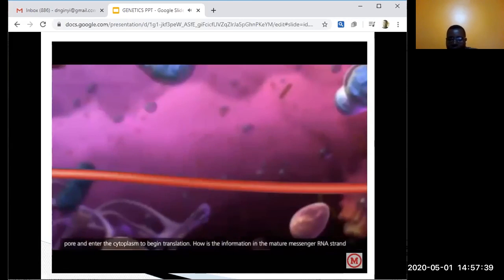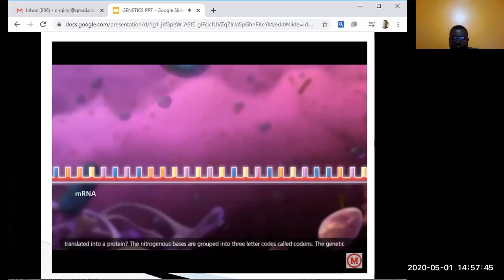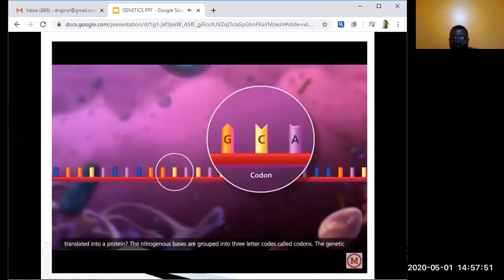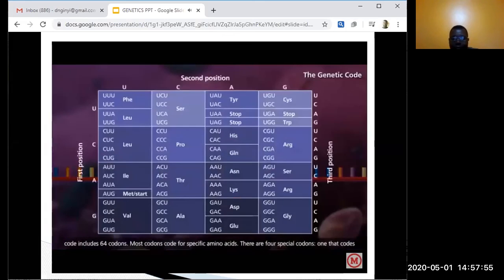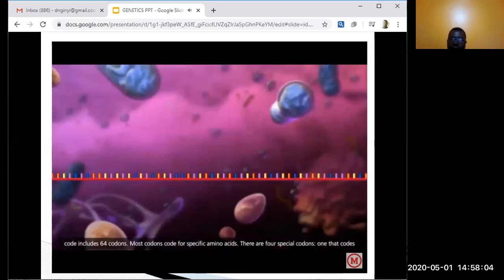Very good. How is the information in the mature messenger RNA strand translated into a protein? The nitrogenous bases are grouped into 3 letter codes called codons. The genetic code includes 64 codons. Most codons code for specific amino acids. There are 4 special codons, 1 that codes for start and 3 that code for stop.